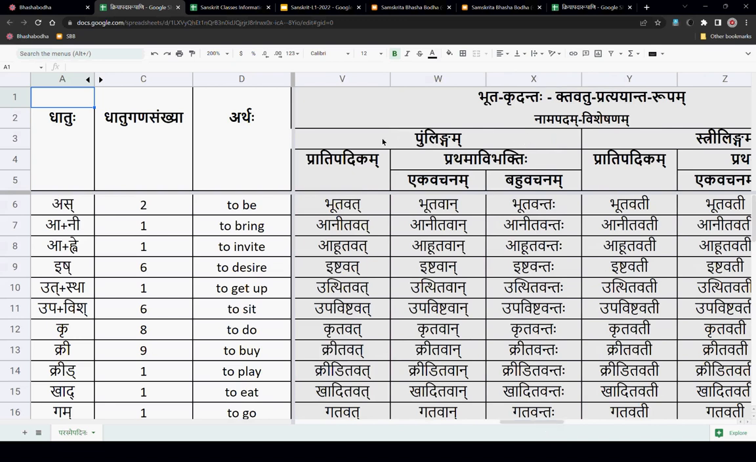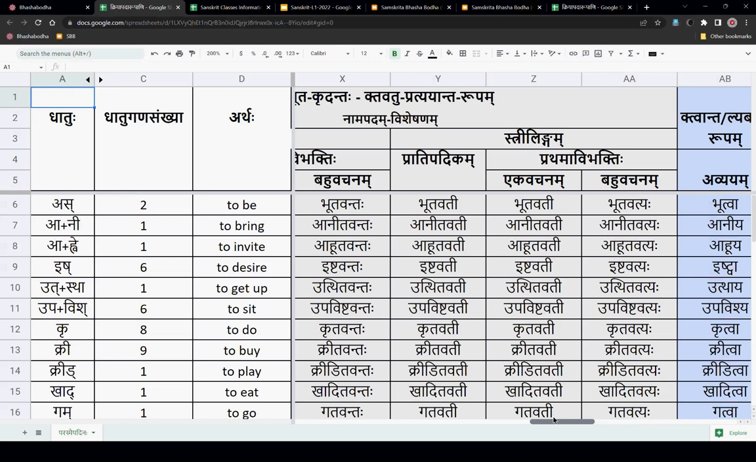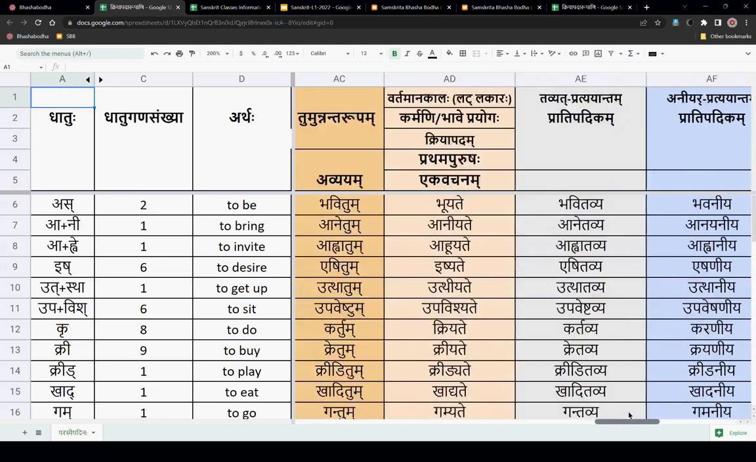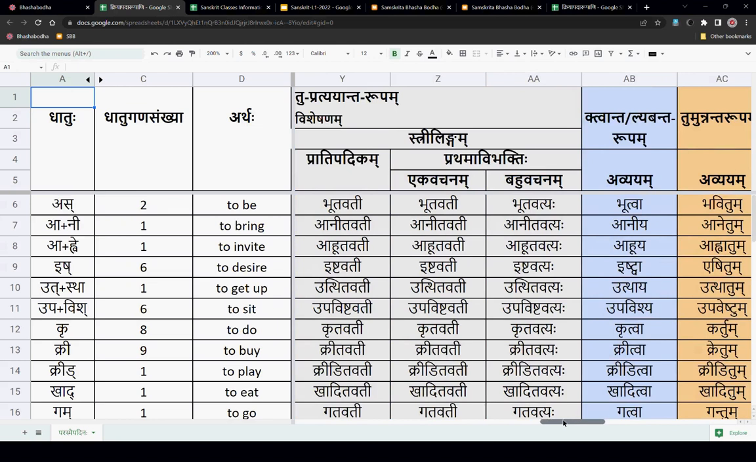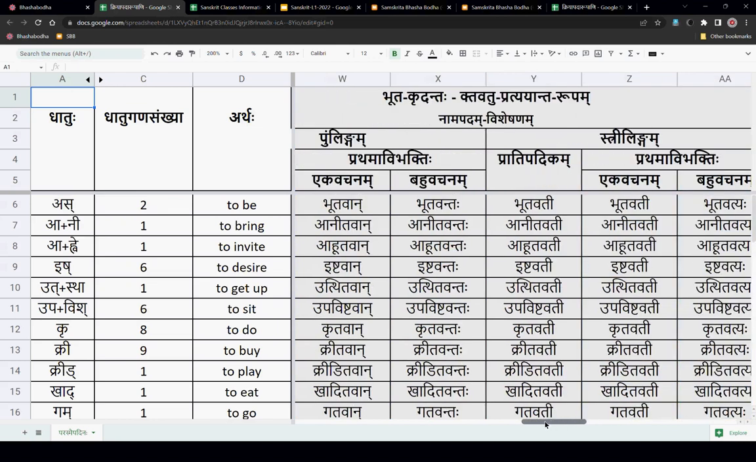Tavatu, which is called Tavatu Rupam. Pullinga, what is the Pratipadikam of that Dhatu in Bhuta Kridanta. And then Pullinga, Ekavachana. And then Strilinga also, Ekavachana. They are available here. And there are some more forms, some of which we'll study in this course later. Those columns are available here.